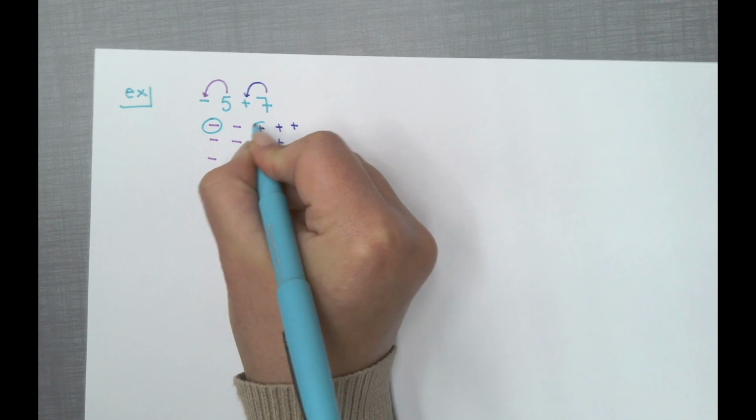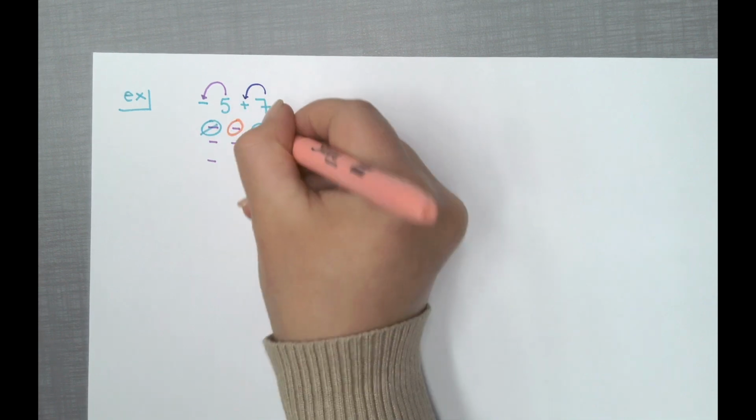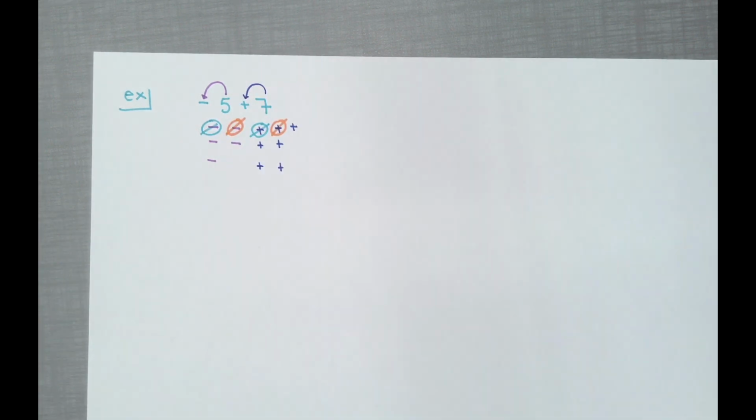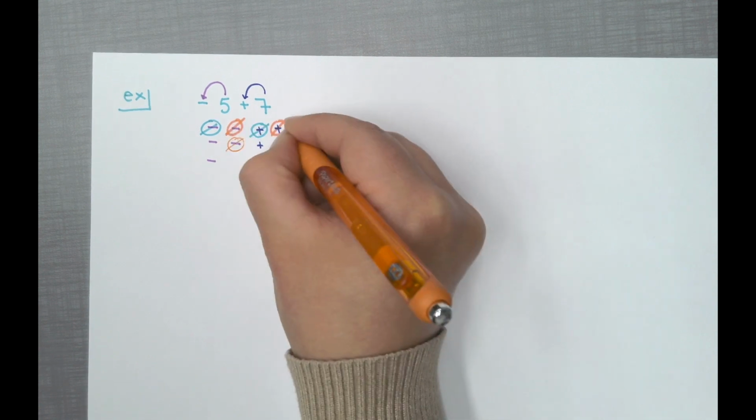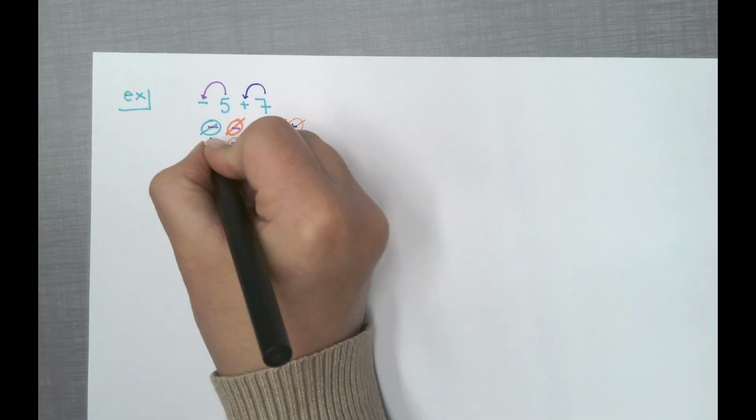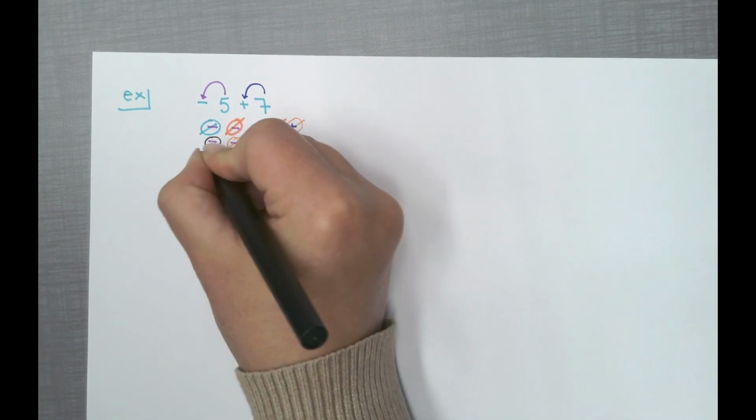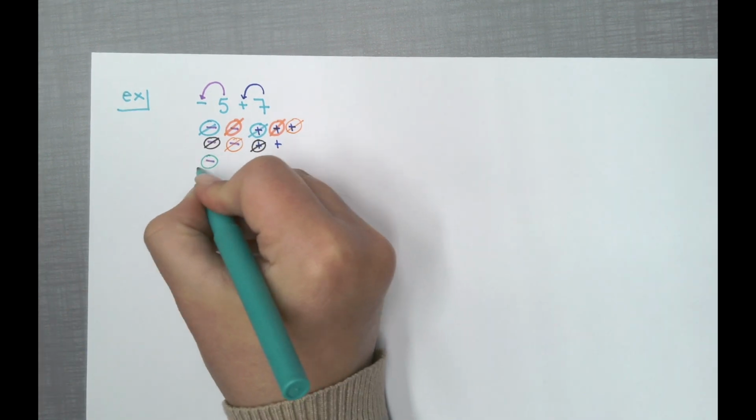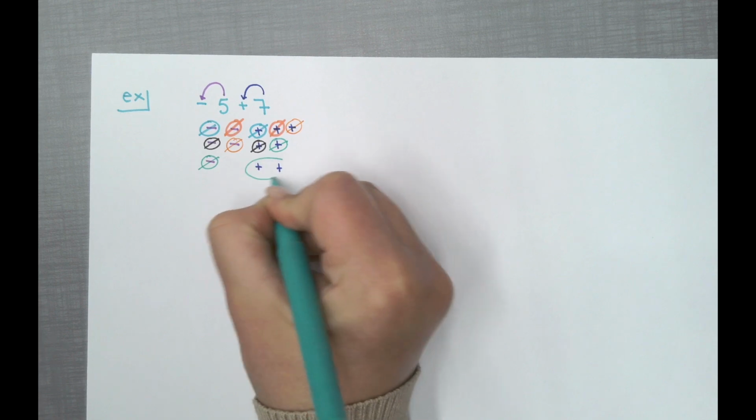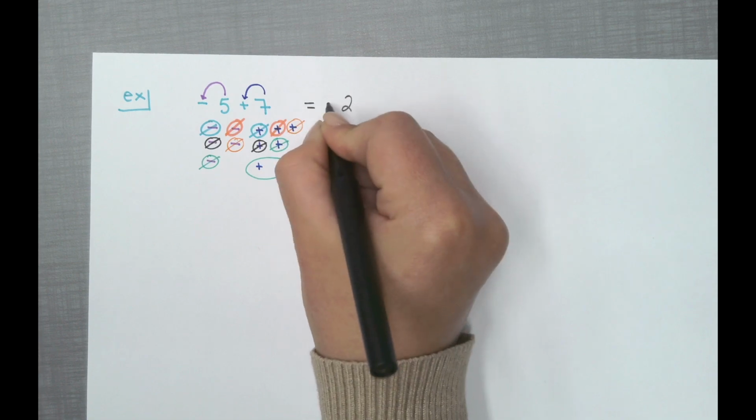So 1 negative, 1 positive, that's a 0. 1 negative, 1 positive, that's another 0. 1 negative, 1 positive, that's another 0. 1 negative, 1 positive, that's another 0. And 1 negative, 1 positive, that's our last 0. So what is left over is 2. So what I need to see is I need to see your counters and I need to see your answer.